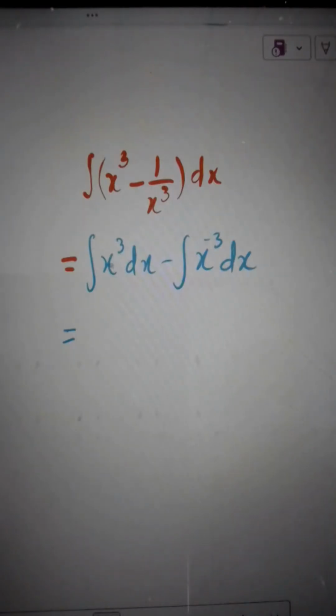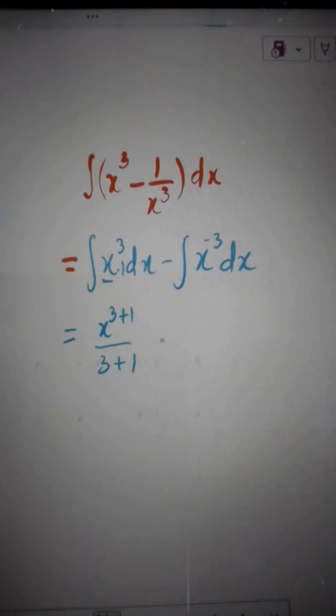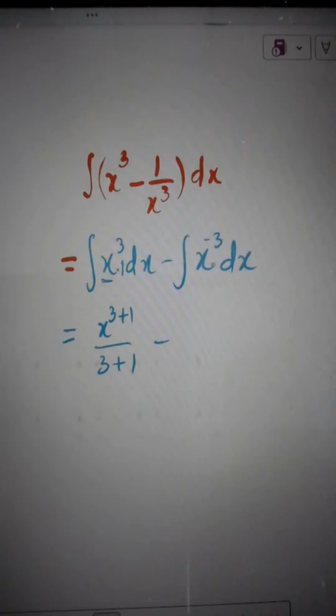Whenever such a situation is there, x is the function and x derivative 1 can be considered with it. So x derivative 1 is with it as a product, so we can just increase the power of x by 1 and divide by that value. The same thing will be done here. Its power will be increased by 1: minus 3 plus 1 divided by minus 3 plus 1 plus c.